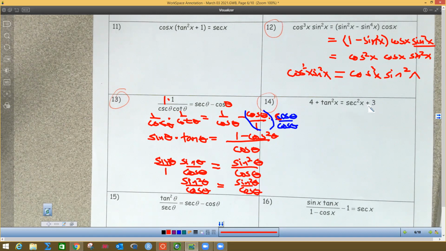And number 14 is the last one. This one's kind of hard, but not really if you know some secrets. And I'm going to do this the fast way because I don't really want to take a long time doing it. I'm going to change 4 into 3 plus 1. That's equal to 4, and then I got plus tangent squared. Now this part right here is one of my Pythagorean identities, which is secant squared theta, or x. We're doing x's here.